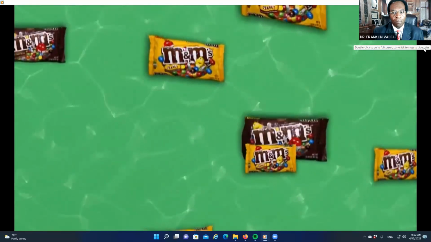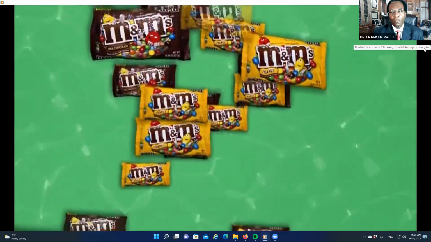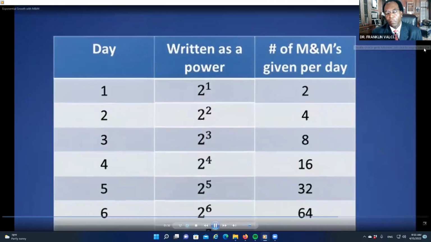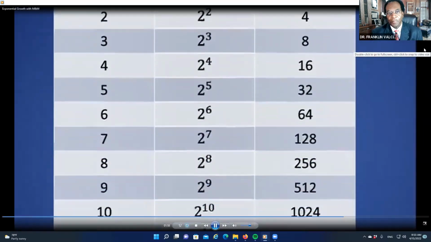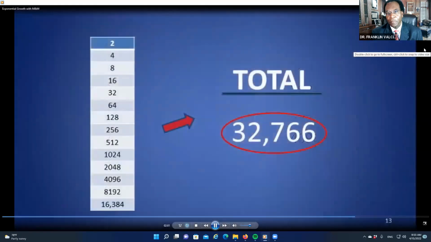To know how many M&Ms you have received in all, you need to add the number of M&Ms given to you on each day. The sum of the numbers in the third column is how many you will have in 2 weeks. Their total is 32,766. That's way more than a regular bag.